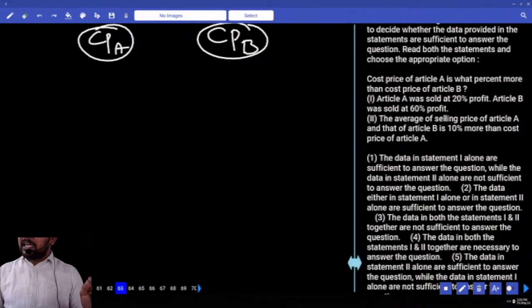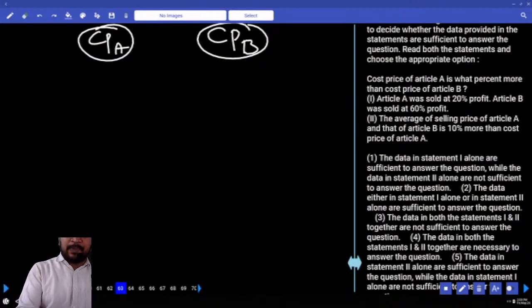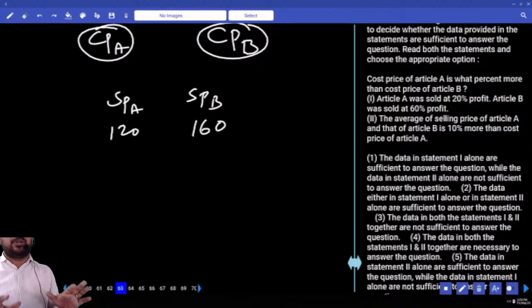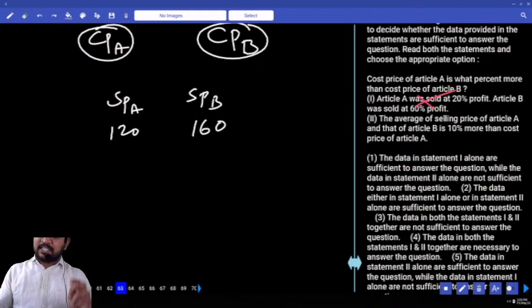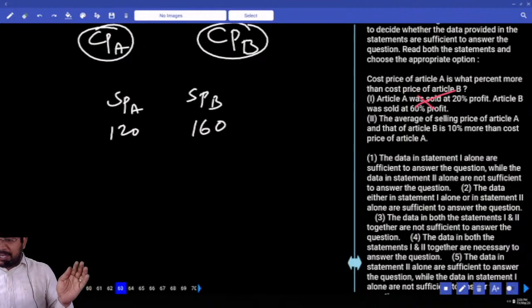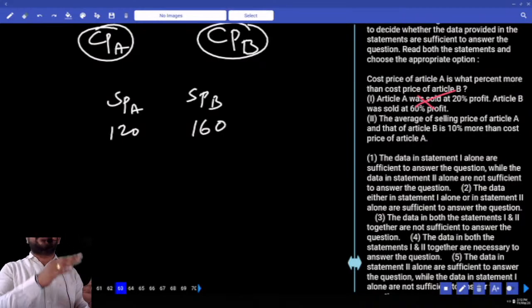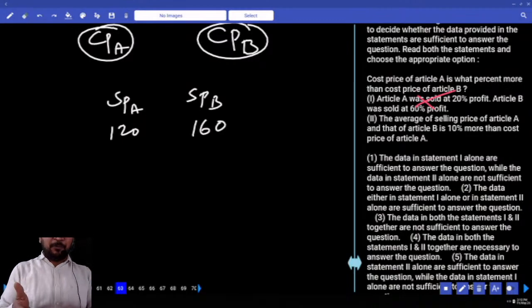First statement: article A was sold at 20% profit, article B was sold at 60% profit. Is it possible? 20% profit is nothing but 120, and 60% profit is nothing but 160. By using only selling prices, is it possible to find the cost prices? Only one statement is not sufficient. Now see only the second statement. The average selling price of A and B is 10% more than the cost price of A. First of all, we don't know the selling price of A and the selling price of B.